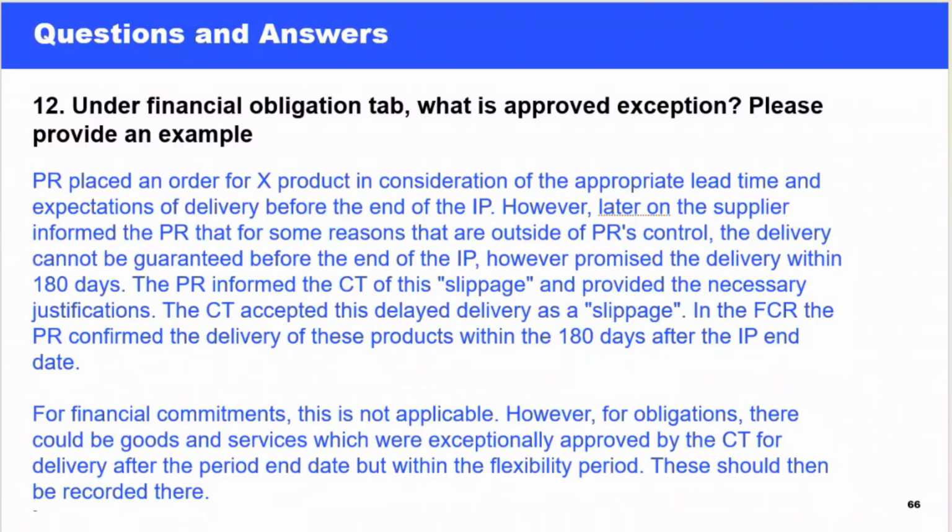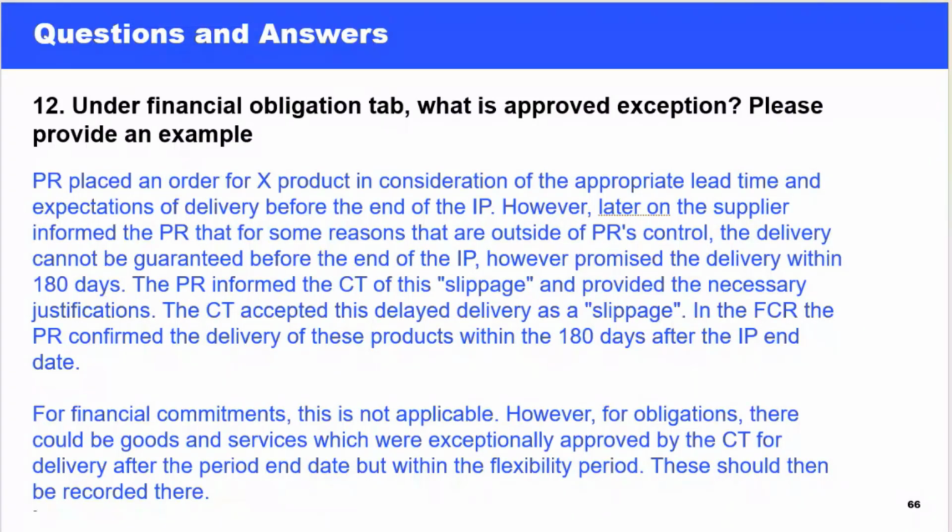Okay, under the financial obligation, what is an approved exception? So I'm going to provide an example. If the PR placed an order for a product, and the PR obviously considered the lead time and expected delivery before the end of the IP, so everything was going well. However, later the supplier informed the PR that, for any reason that was not the PR's fault, delivery cannot be guaranteed before the end of the IP. And the supplier still promised to deliver within 180 days after the IP.